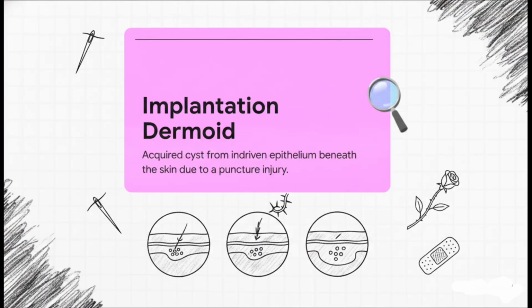All right, shifting gears to Section 3, implantation dermoids. So, unlike the sequestration dermoid, the implantation dermoid is acquired. It happens after birth, and it arises from physical trauma. We're talking about a puncture injury, like a simple needle prick or stepping on a nasty thorn. This mechanical force literally drives a tiny piece of surface epithelium deep beneath the skin. The skin heals right over it, but that trapped piece of epithelium survives, it proliferates, and boom, it creates a cyst.